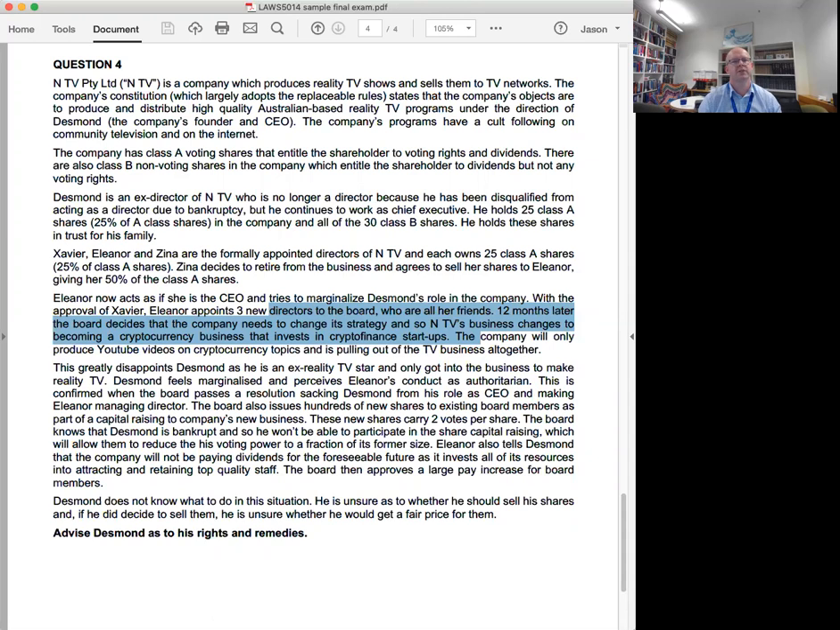Okay, any other questions? With Desmond being sacked as CEO, what should we discuss? I mean, you could maybe include it as part of oppression, but it's hard to see that it is. If you're not on the board of directors, the board of directors can make a decision to sack you. It's not oppression to sack you, per se.